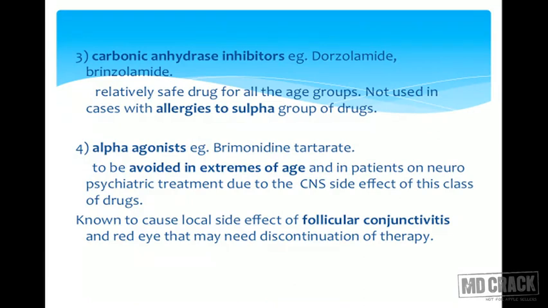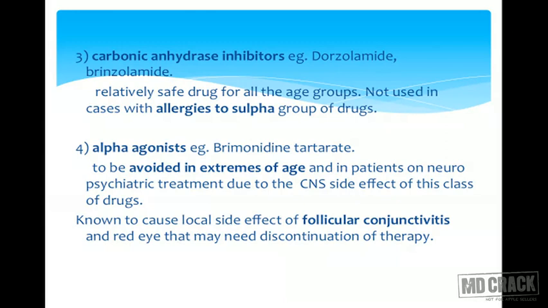This will be avoided in depression, dyslipidemias, cardiac problems, and patients already on oral beta blockers, because it doesn't have any additional effect. Carbonic anhydrase inhibitors are the third class, consisting of dorzolamide and brinzolamide. These are relatively safe drugs for all age groups, but are not used in patients with allergies to sulfa medications, because they have a sulfa group in their chemical constitution.